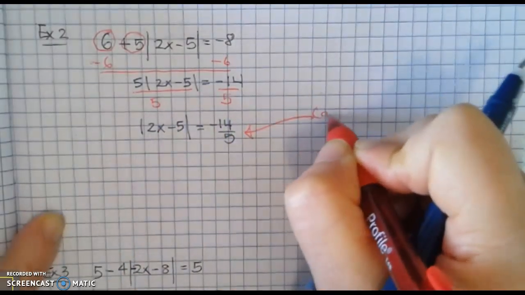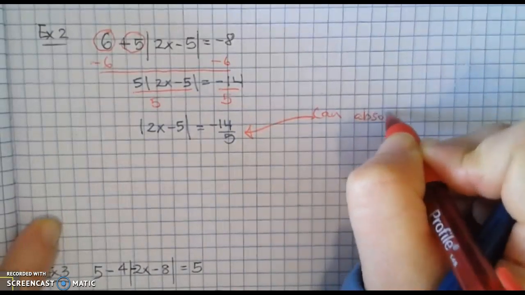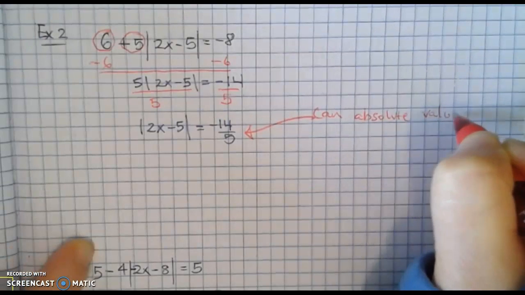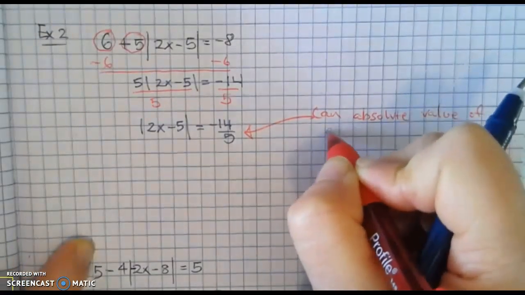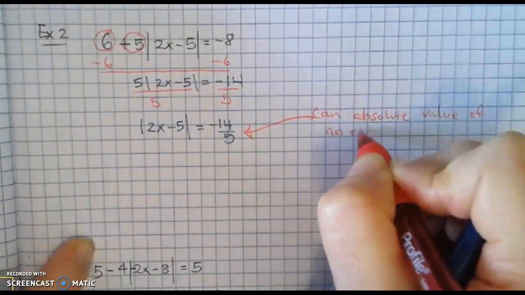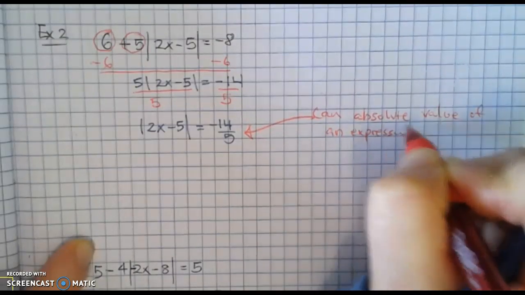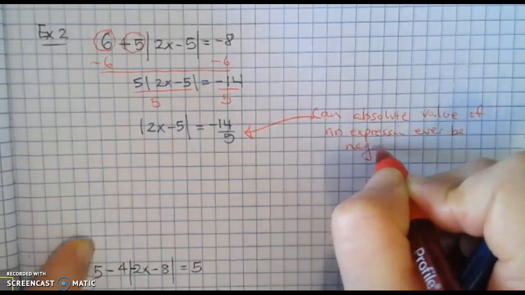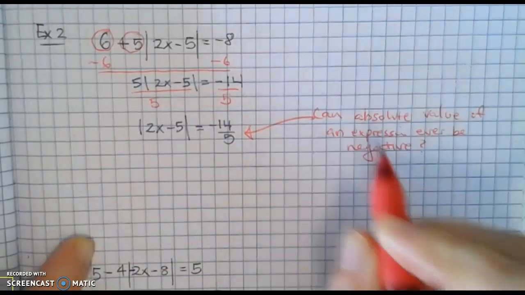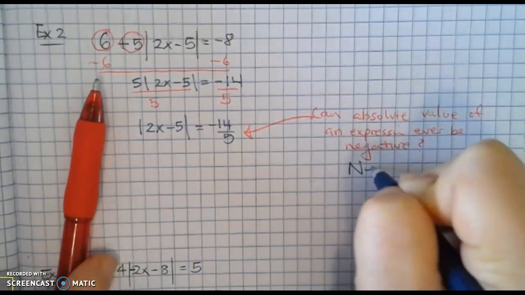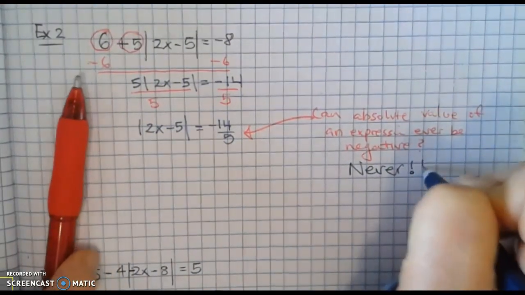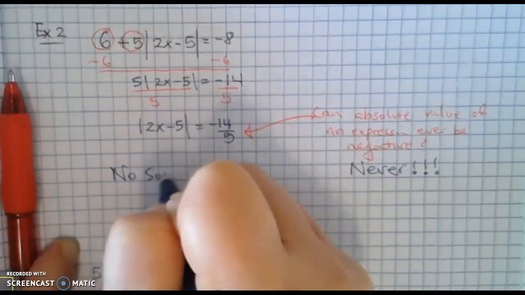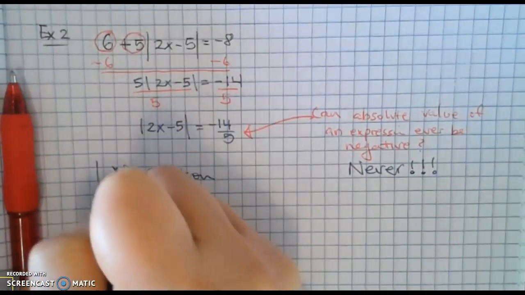So can the absolute value of an expression ever be negative? Can it ever be negative? No, it's never. So that means there is no solution to this one.